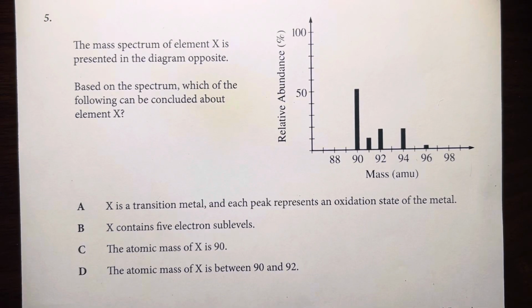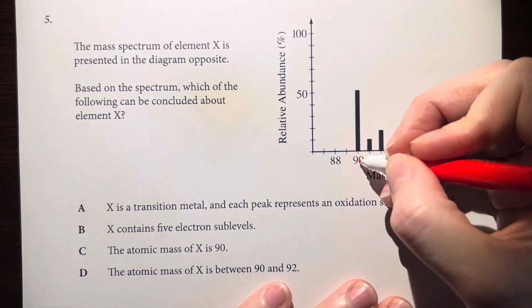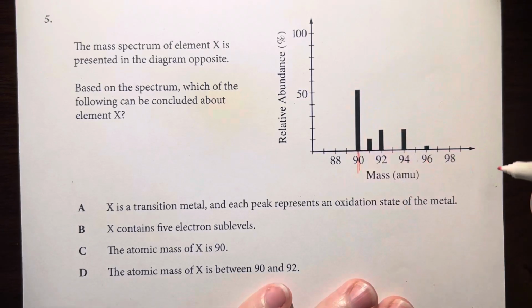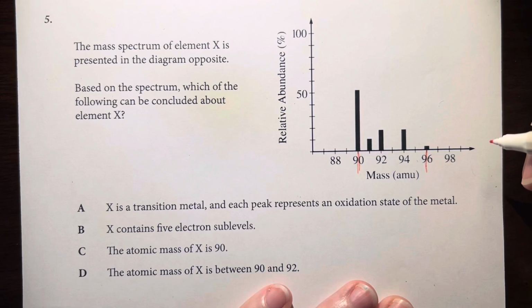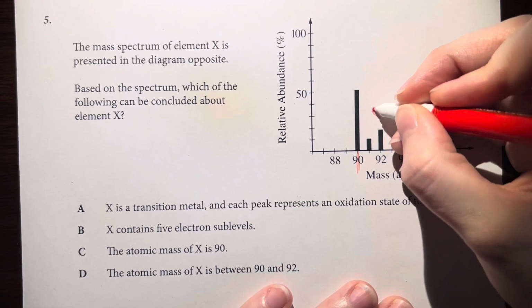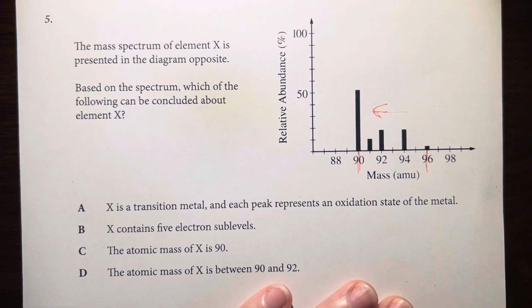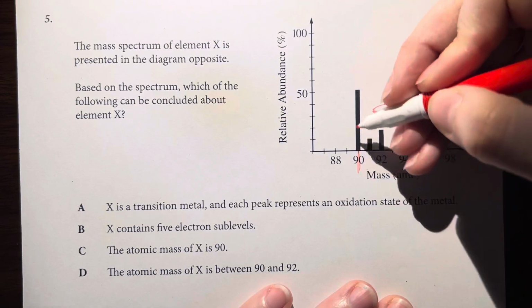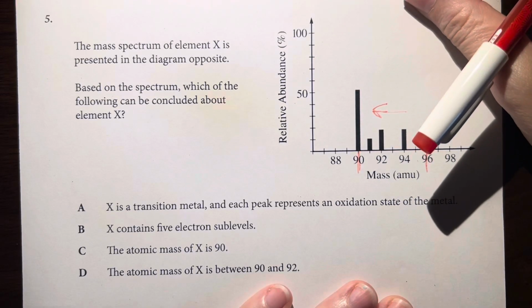The mass spectrum for element X is presented in the diagram opposite. Based off of the spectrum, which of the following can be concluded about element X? So element X, we can see that we have our lower band at 90 and our upper band at 96. And we are very heavily weighted toward 90 as our average mass over here.